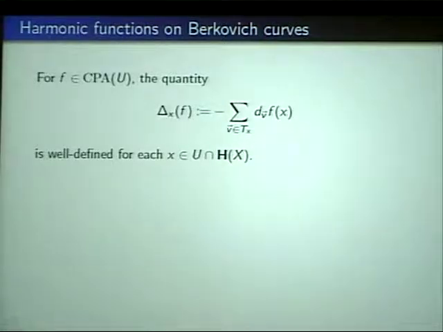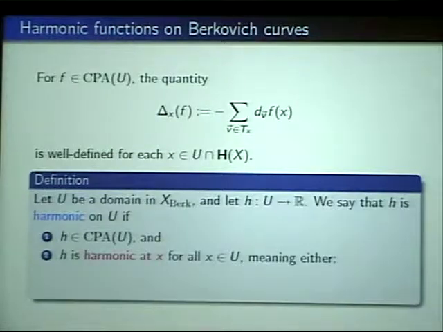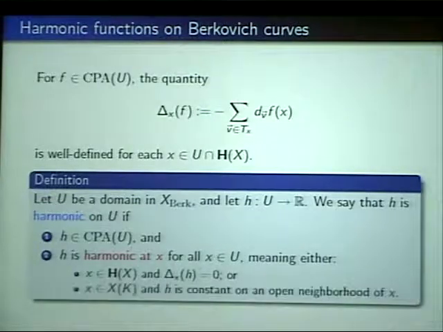outside of the classical points. Right, again, the metric is infinite. These points of X(K) are infinitely far away with this metric that I've defined. And so I don't really want to talk about directional derivatives there. And so if U is a domain, then I'll say that a real valued function h is harmonic on U if it's continuous piecewise affine and it's harmonic at every point inside, meaning either the sum of the slopes is 0 or you have a type 1 point and the function is locally constant at x.